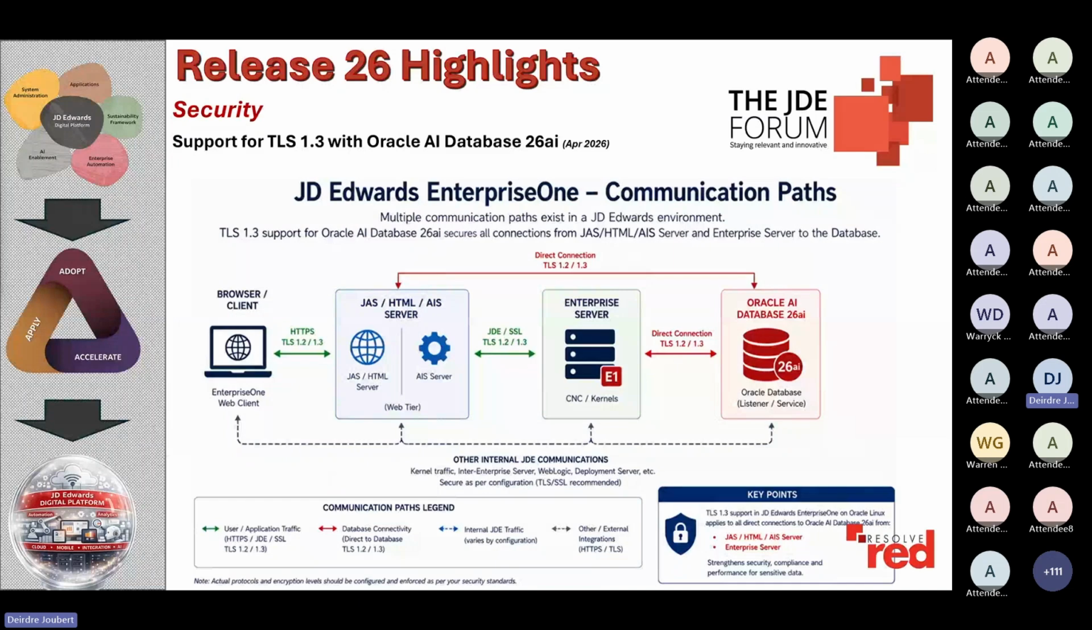By leveraging TLS 1.3, we can now benefit from stronger cryptographic standards, improved connection efficiency, and reduced latency associated with secure database communications. This enhancement further supports modernization initiatives by enabling organizations to adopt current Oracle technology stacks while maintaining secure, high-performance transactional processing across critical enterprise workloads. Combined with Oracle Linux and the Oracle AI database, this solution provides a more resilient, scalable, and future-ready JD Edwards infrastructure platform.